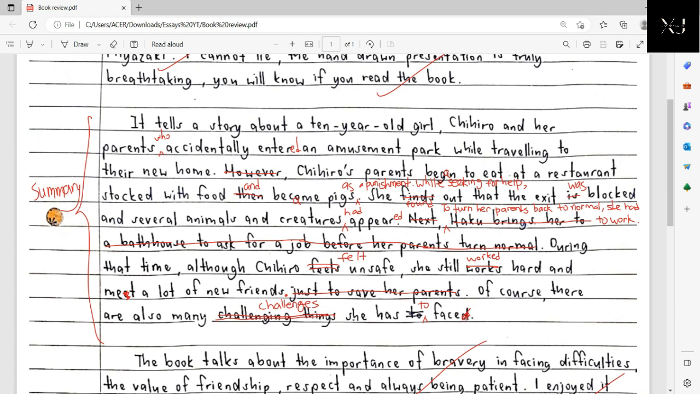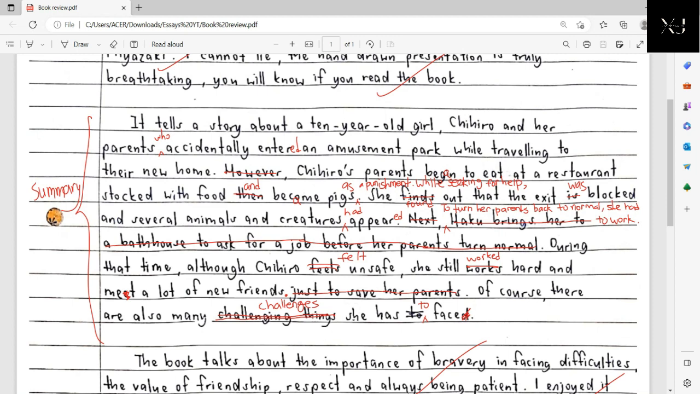But you may see that in some sample essays in your exercise books or wherever, they will give you the summary. For me that's fine. Just that I feel like a review mostly focuses on what you like and what you dislike. We do not want to know what the entire story is about. You can summarize, just make it short, not to the extent where it takes up the entire paragraph.